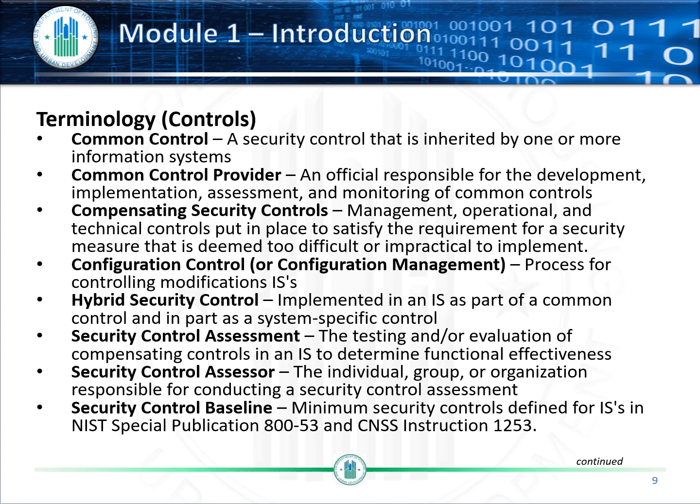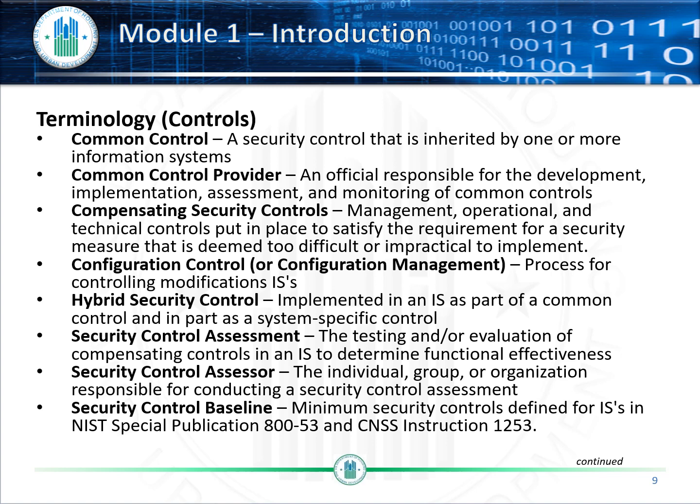The terminology for controls is listed on this slide. Common control is a security control that is inherited by one or more organizational information systems. Common control provider is an organizational official responsible for the development, implementation, assessment, and monitoring of common controls, such as security controls inherited by information systems.